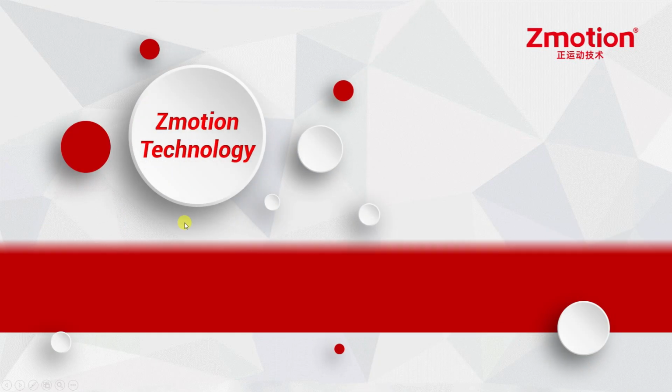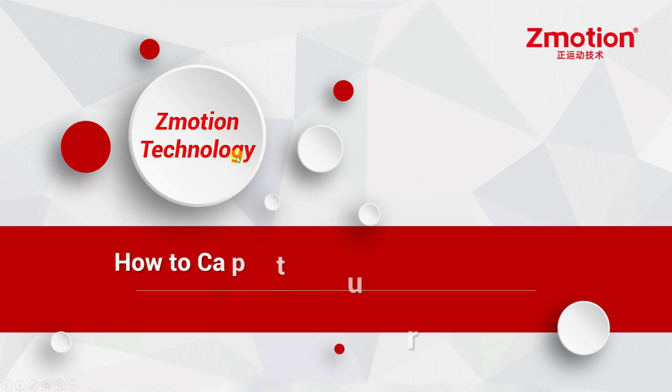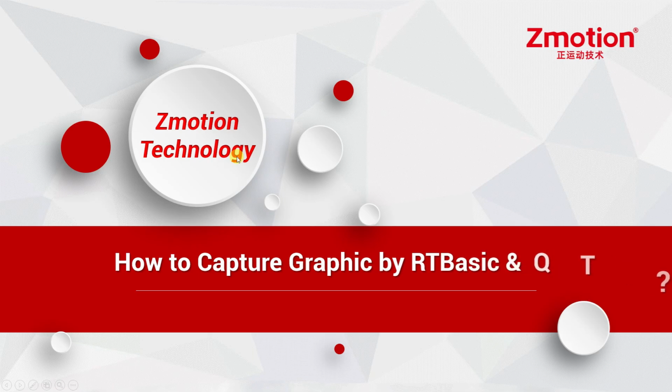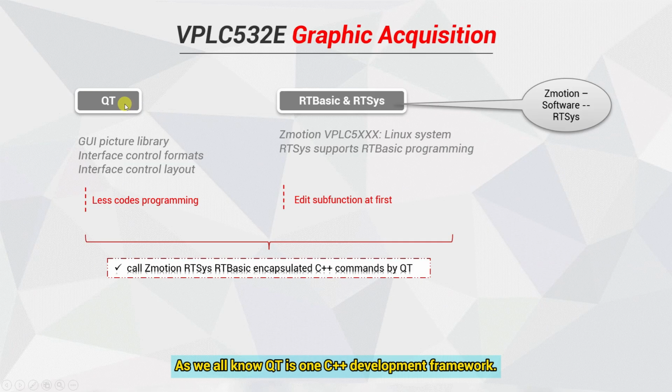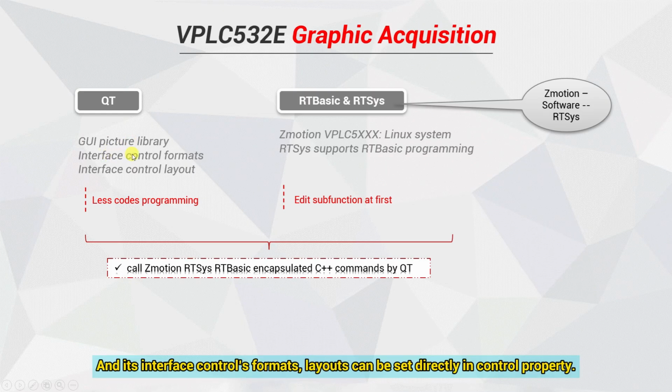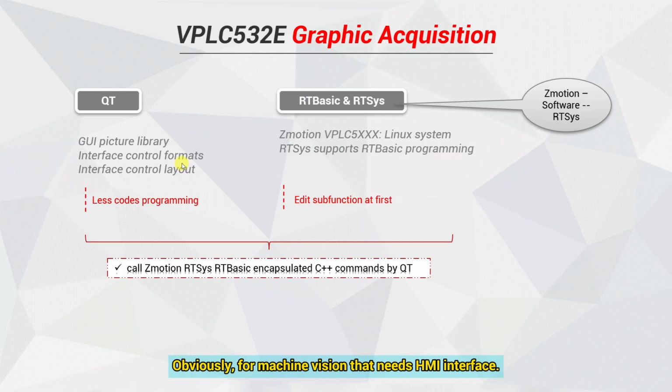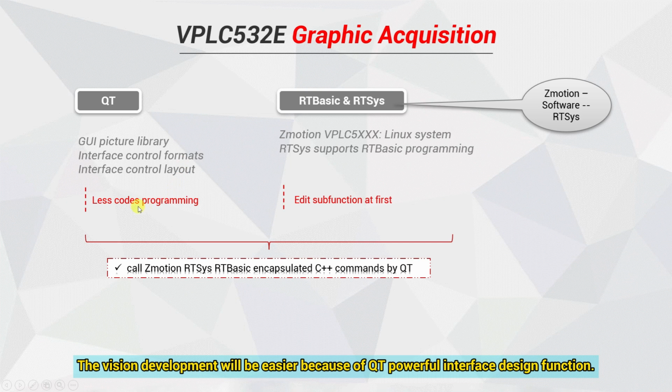Hello, everyone. Today, Z-Motion Technology will show you how to achieve machine vision function by Z-Motion RT Basic and Qt. As we all know, Qt is one C++ development framework. It has a full GUI graphic library, and its interface controls, formats, and layouts can be set directly in control property. Obviously, for machine vision that needs an HMI interface, the vision development will be easier because of Qt's powerful interface design function.